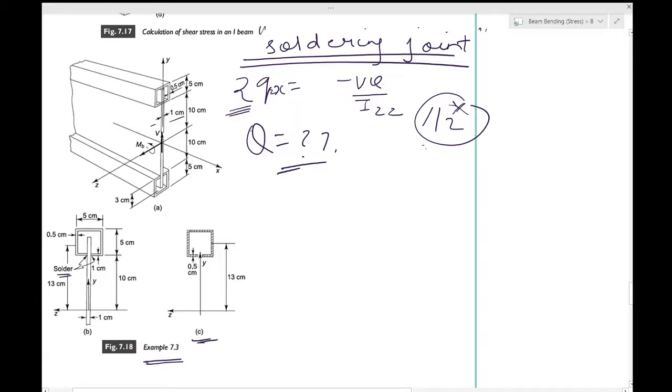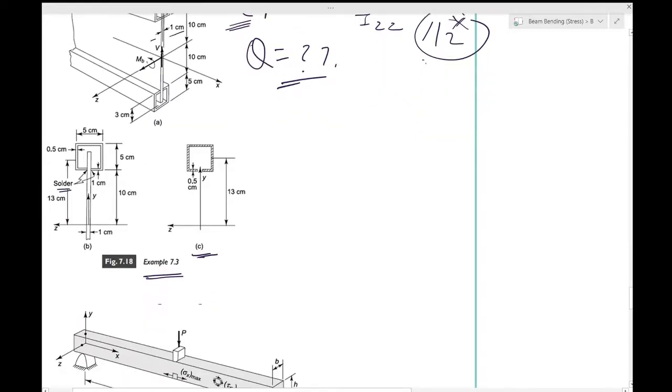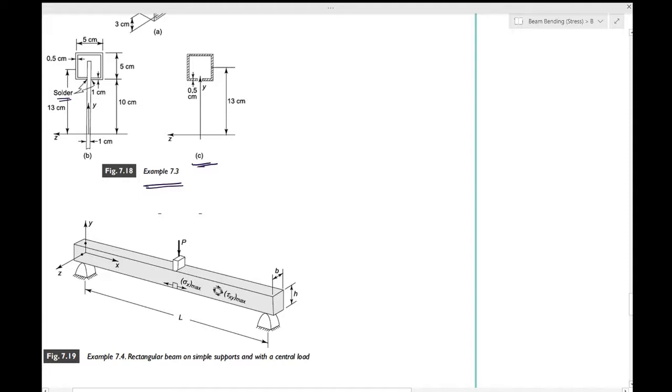The one other problem which we can just go through simply is 7.14. In this one you have a rectangular beam, quite simple. The formulas are much easier in a rectangular beam, and it is carried on simple supports and subjected to a central load. This is the central load.